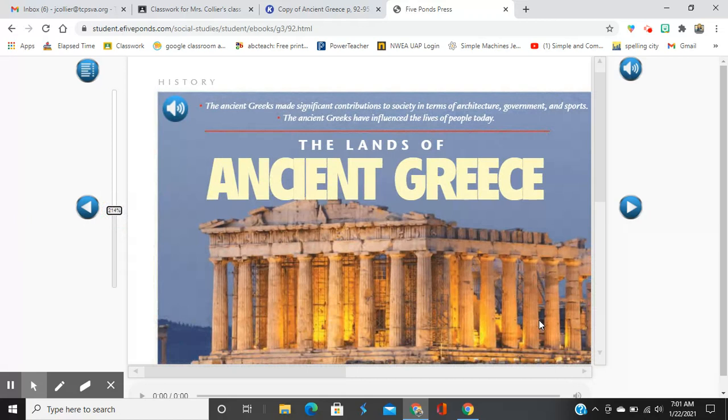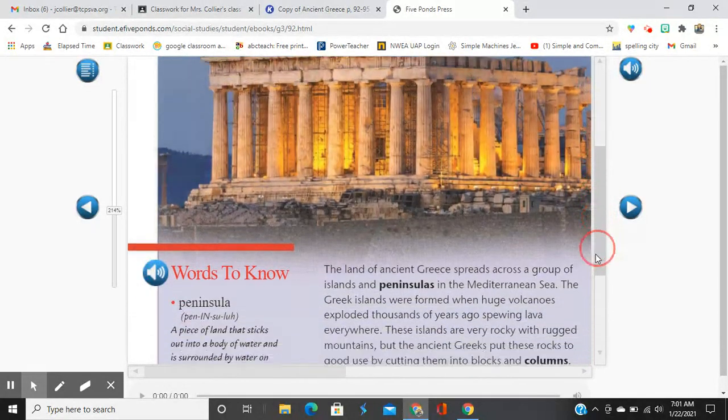So at the top, it tells us the ancient Greeks made significant contributions to society in terms of architecture, government, and sports. The ancient Greeks have influenced the lives of people today. The lands of ancient Greece.